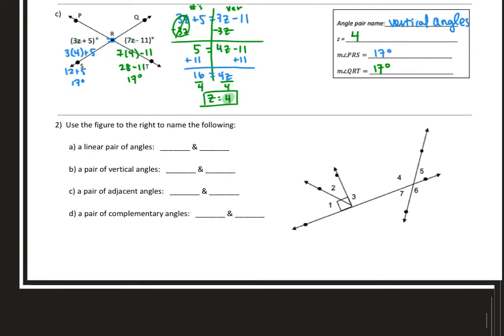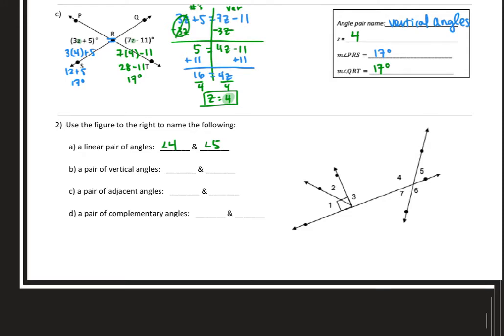All right, number 2, now we are just naming a pair of angles. So first one we're looking for is a linear pair of angles. So that's essentially two angles that form a straight line. So here's a straight line. So two angles that form a straight line would be angle 4 and angle 5. Make sure when you are naming the angle, you put the angle symbol. So angle 4 and angle 5 would be considered a linear pair.